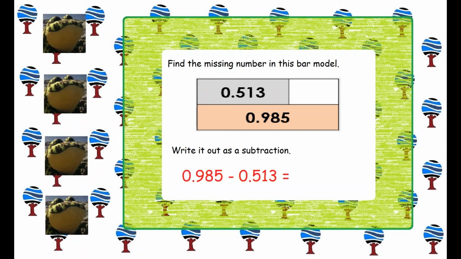Okay, so here we have what your subtraction should look like. You should have 0.985 take away 0.513, and then when you actually calculate it, your final answer is 0.472. If you got that, give yourself a pat on the back. Another one, and tell yourself, well done.